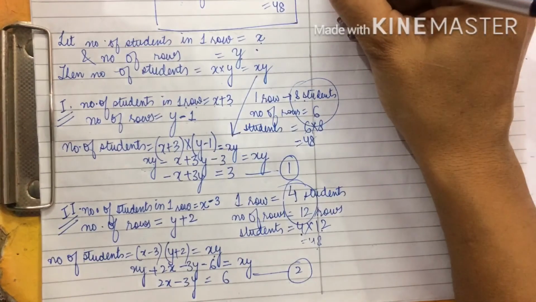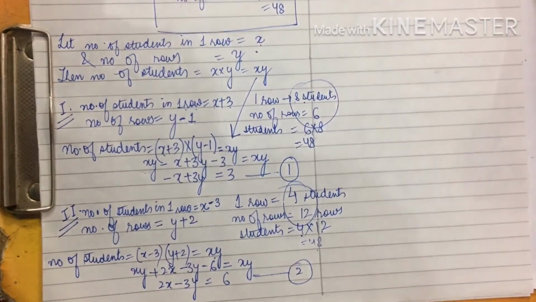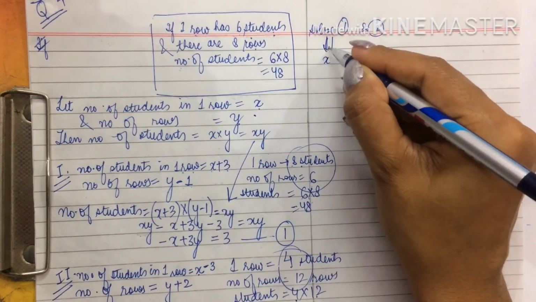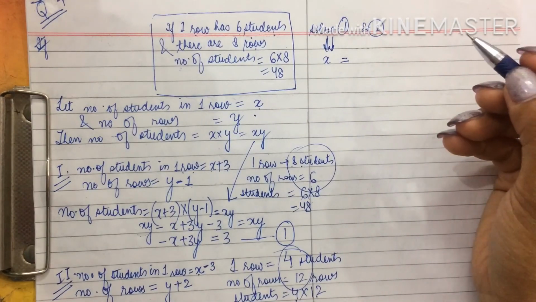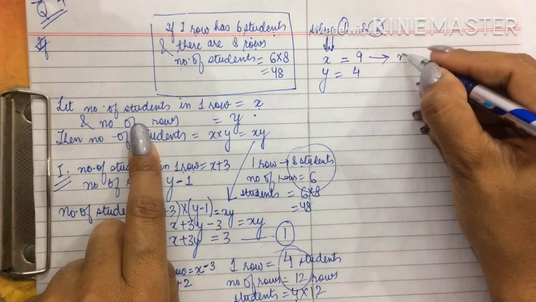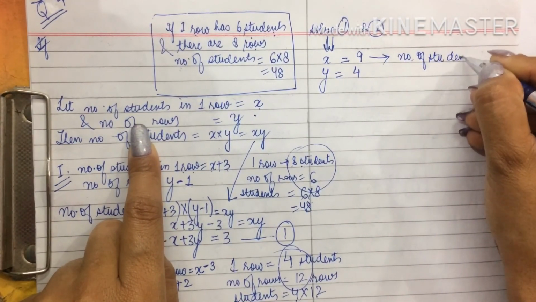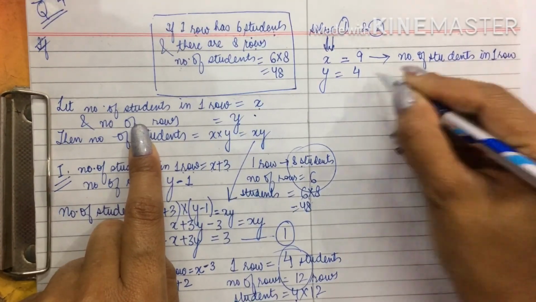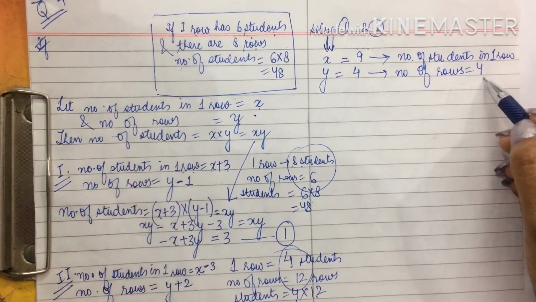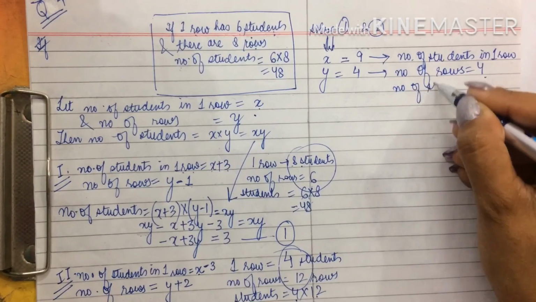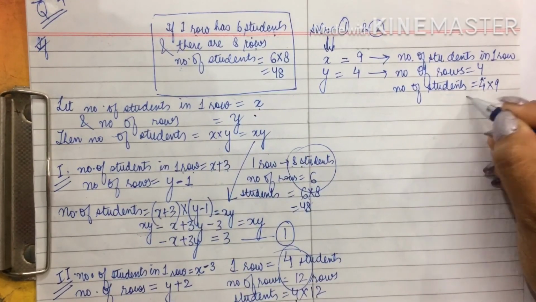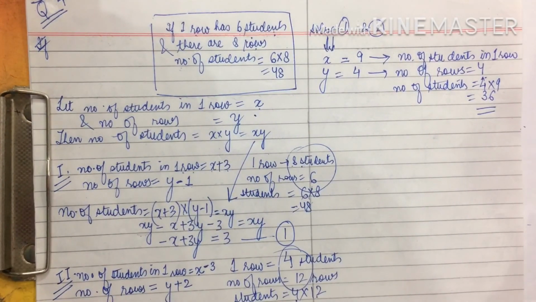Now you will be solving these two equations. Solve number 1 and number 2. Once you solve these two equations, you will be able to obtain x and y. So x comes out to be 9, y comes out to be 4. So x tells you the number of students in one row, and y tells you how many rows there are. There are 4 rows, and every row has 9 students. So the number of students in the arrangement will be the product of these two, 4 into 9, which is 36. There are 36 students in the class.